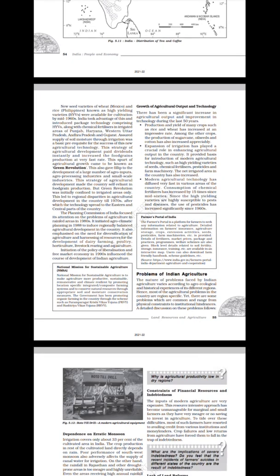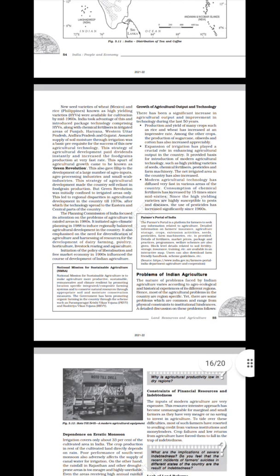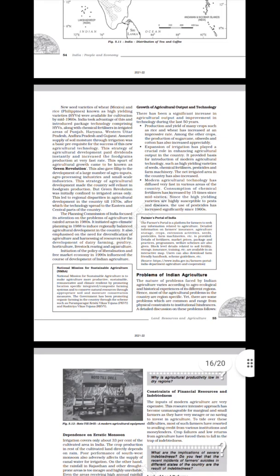But the Green Revolution was entirely confined to irrigated areas only. This led to regional disparities in agricultural development in the country till the 1970s, after which the technology spread to the eastern and central parts of the country. The Planning Commission of India focused its attention on the problems of agriculture in rainfed areas in the 1980s. It initiated agroclimatic planning in 1988 to induce regionally balanced agricultural development in the country.